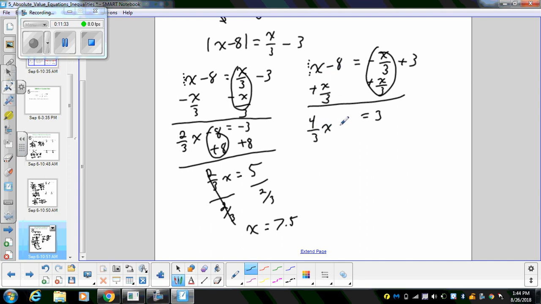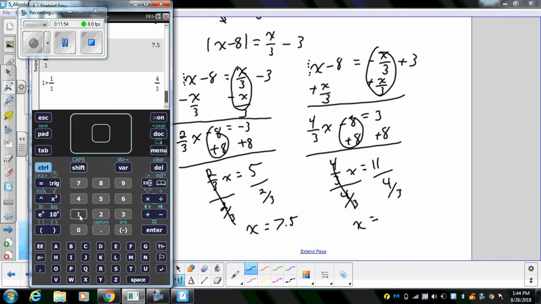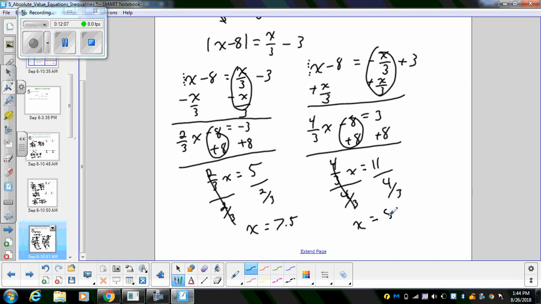Now I have 4/3x minus 8. Now I can get rid of my constant, so I'm going to add 8. That zeroes out. I'm left with 4/3x equals 11. And then now I'm going to divide by 4/3 on both sides. On my calculator, I'm going to do 11 divided by, and I'll do parentheses, 4 divided by 3. And in turn, I get 33/4. If I just do Control Enter, that's roughly 8.25.